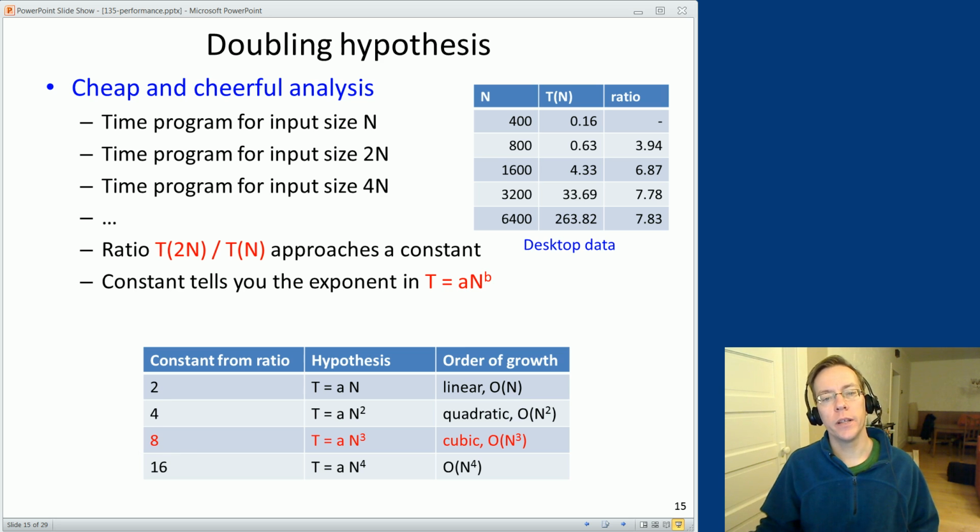It's empirical. It's not perfect data. These numbers aren't all exactly 8. This one's quite a bit less than 8. Usually you want to use the numbers on the higher side, from the longer measurements. And it's closer to 8 than anything else. So my hypothesis is that b, in this case, is 3. It's a cubic, order n cubed algorithm. Anytime I double the size, I'm going to have a factor of 8 increase in the time it takes to get the job done.